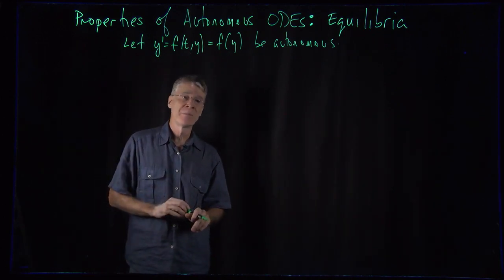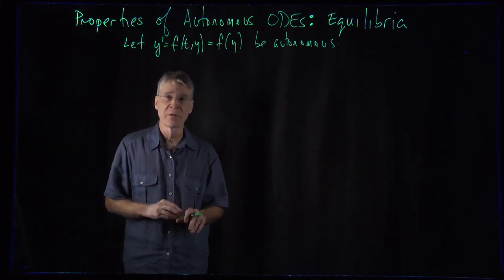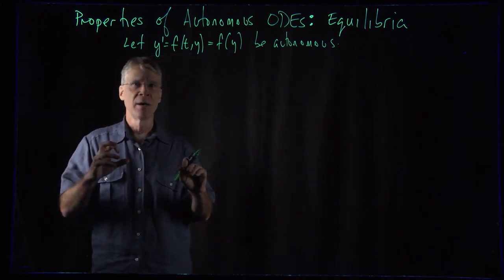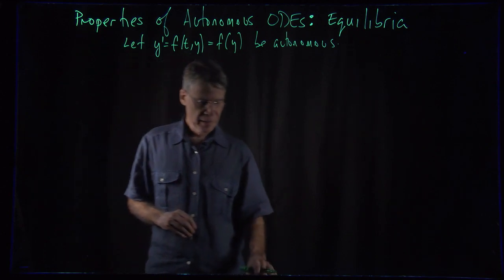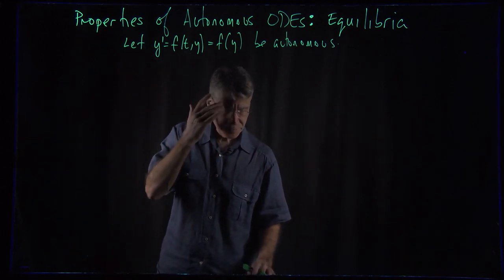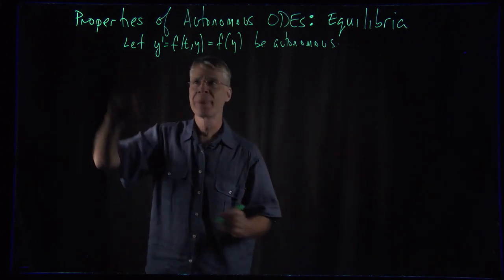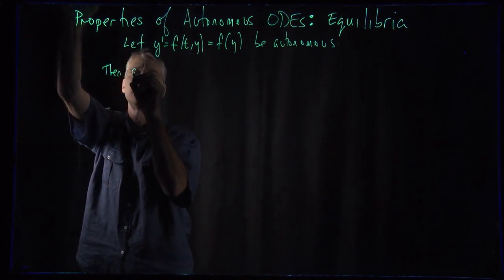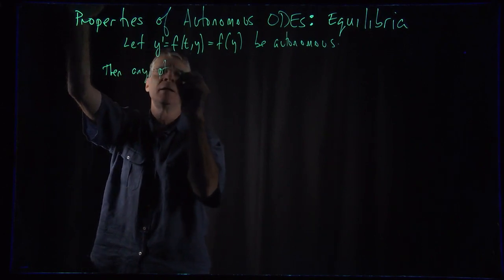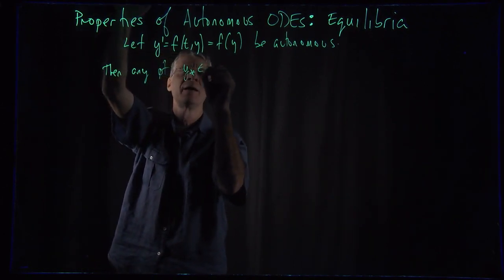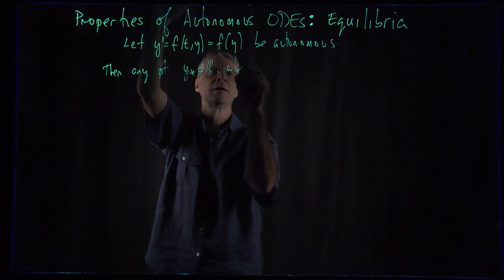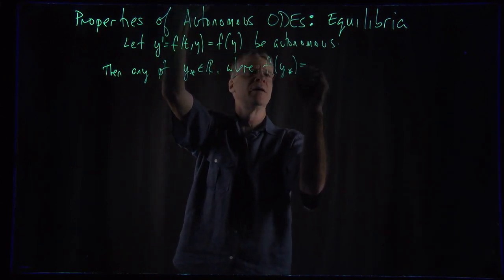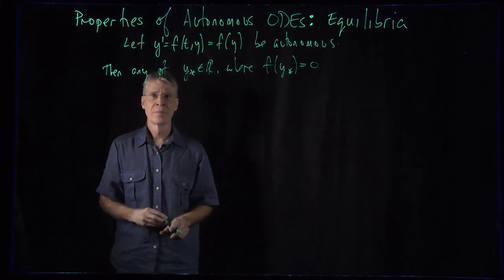Today I want to talk about whether or not we can solve the differential equation. There are certain solutions that are of particular import to us. And those are called equilibria. So suppose we have such a thing. Then any point y star in R where f of y star equals 0, okay.